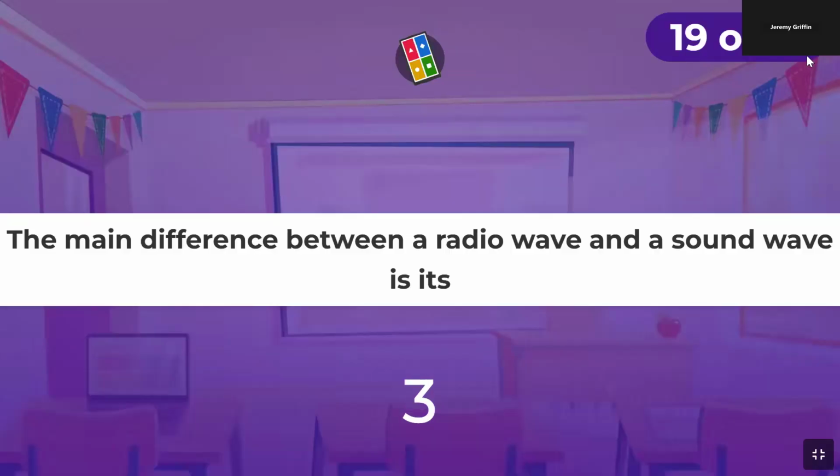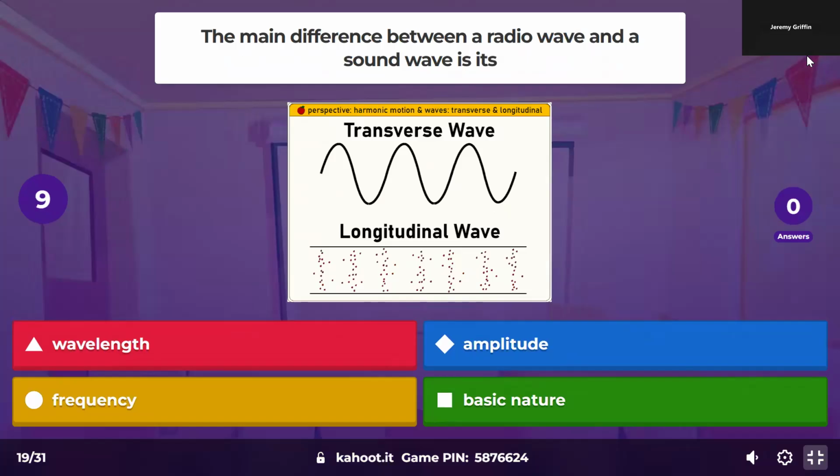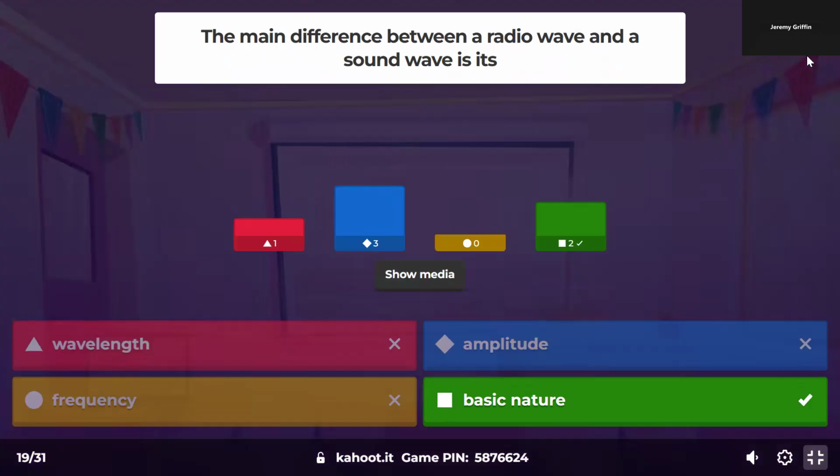Main difference between a radio wave and a sound wave. Yeah, basic nature. We're talking about apples and oranges now. Radio wave is electromagnetic. Sound waves are compression waves that you can hear in the air. Those are two totally different things.